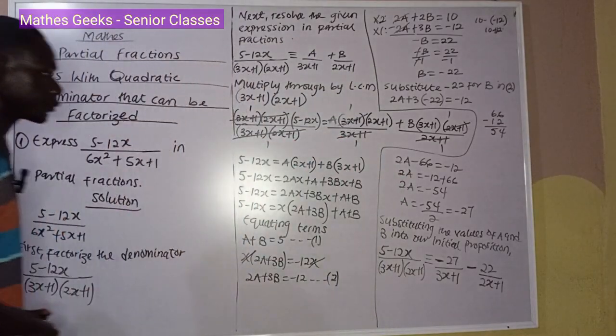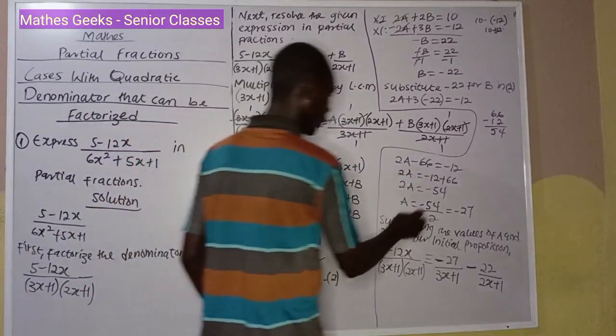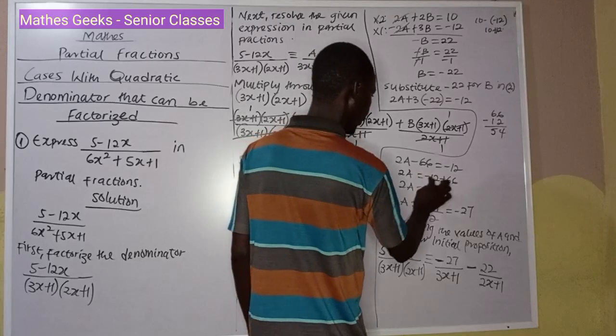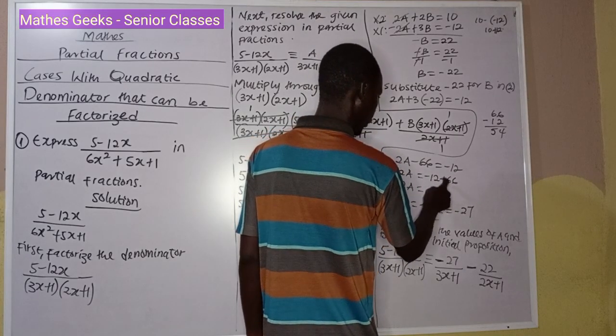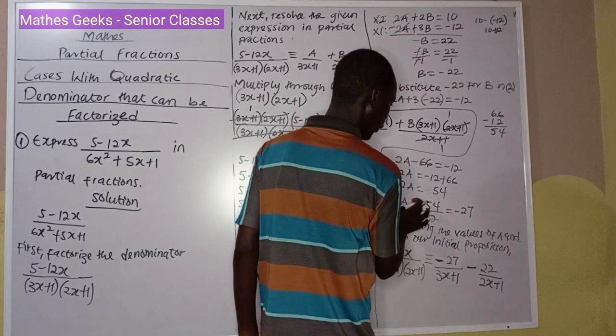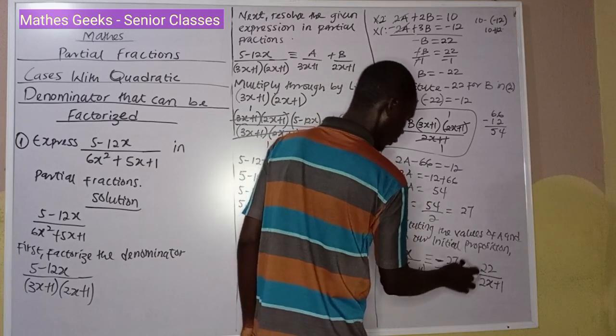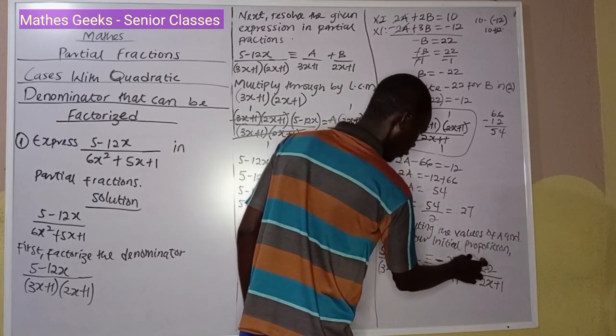So that's it. I think I made a mistake here. Minus 12 plus 66 will give us 54, because this part is positive, not negative. So a is positive 27.